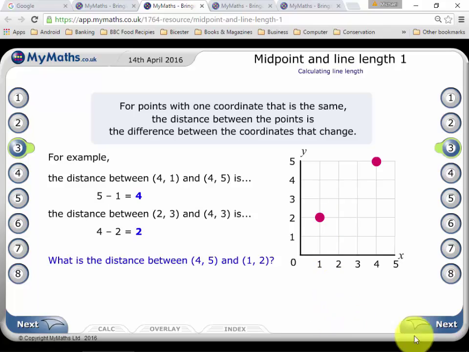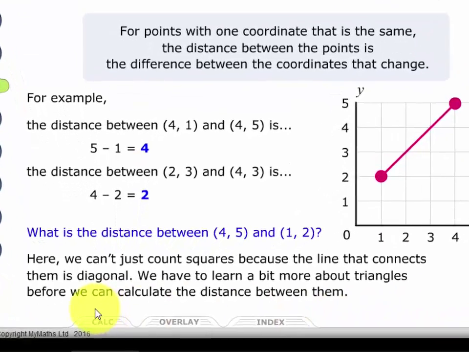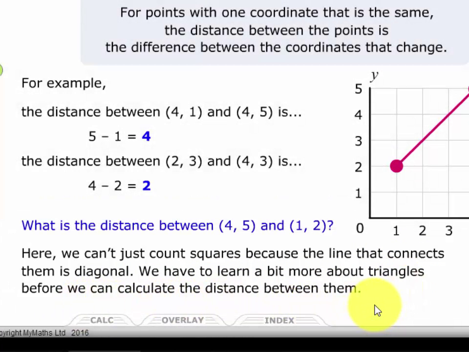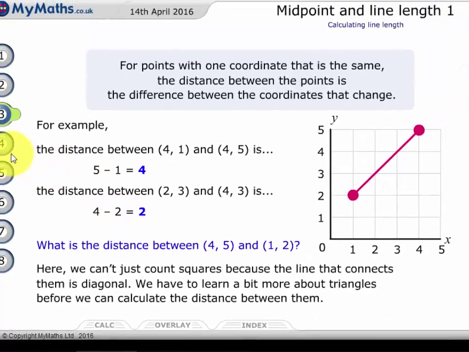Not as straightforward. Here we can't just count squares because the line that connects them is diagonal. We have to learn a bit more about triangles before we can calculate the distance between them. Alright, let's move on to the next stage then.